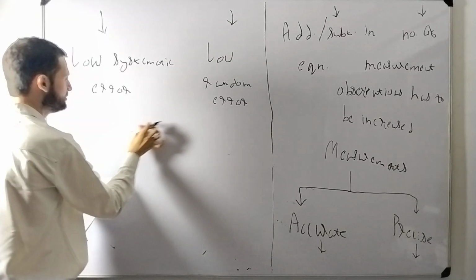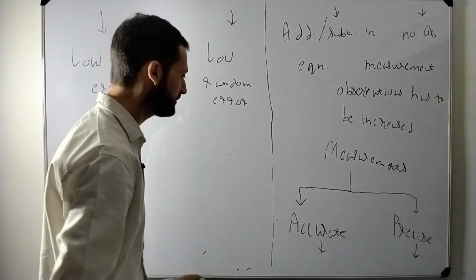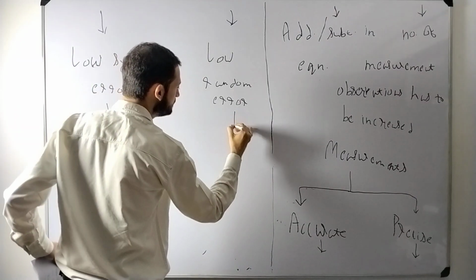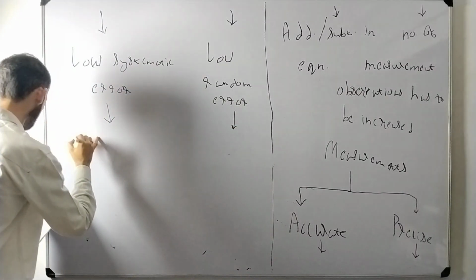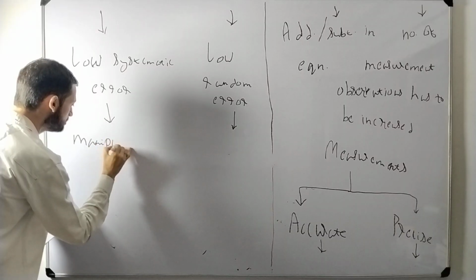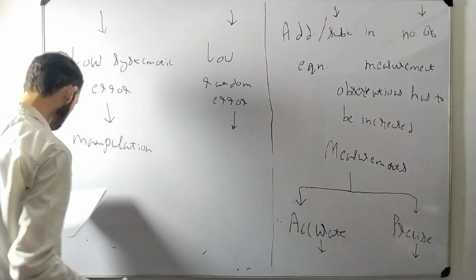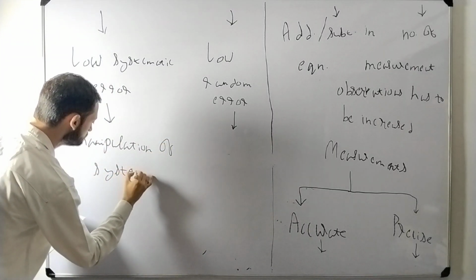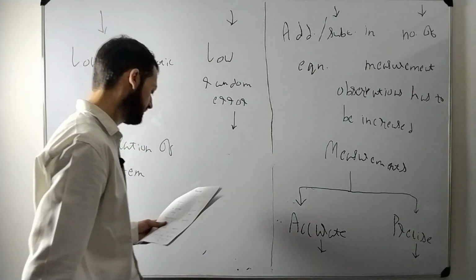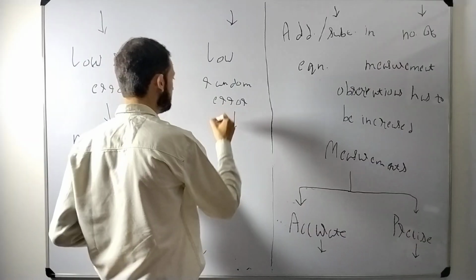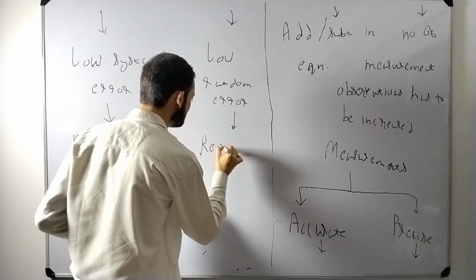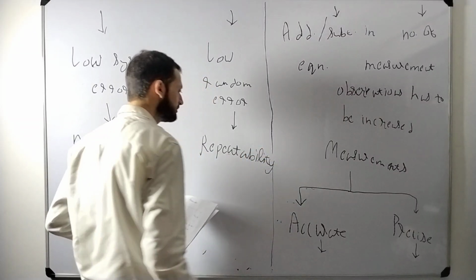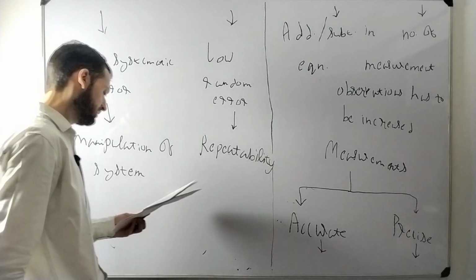So how would you achieve this accurate value and precise value? Easy, very easy. This is done by manipulation of the system. So you add and subtract within the equation. Low random error is achieved by repeatability. This can become tough. Sometimes you have to repeat your observations again and again.